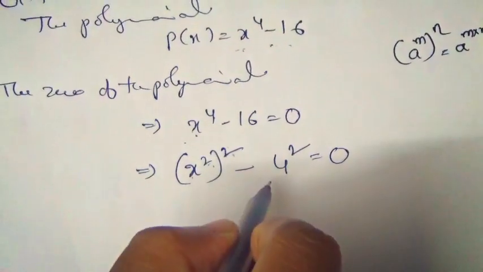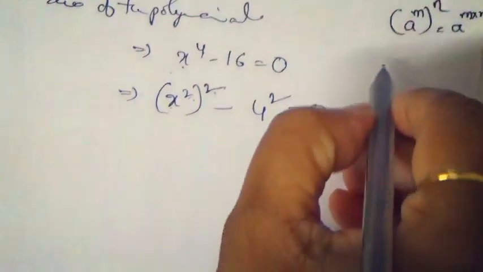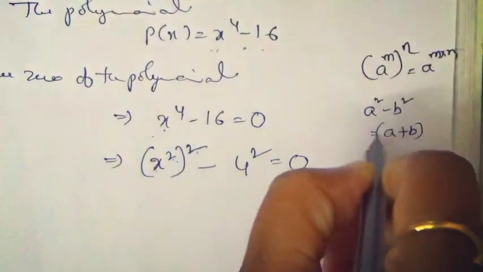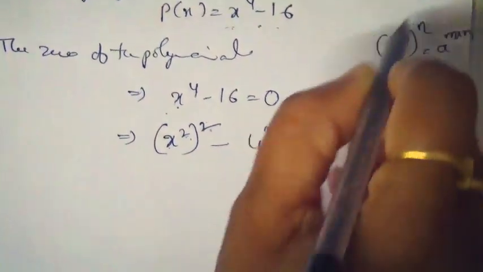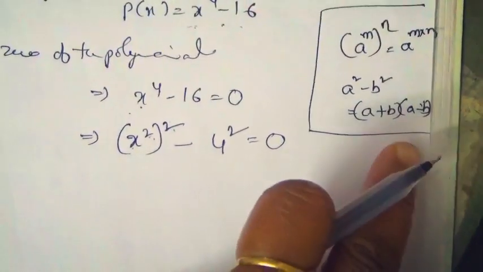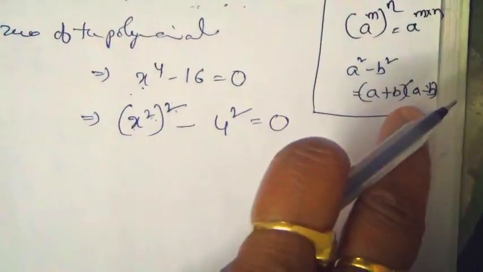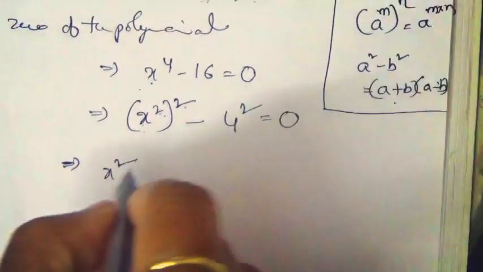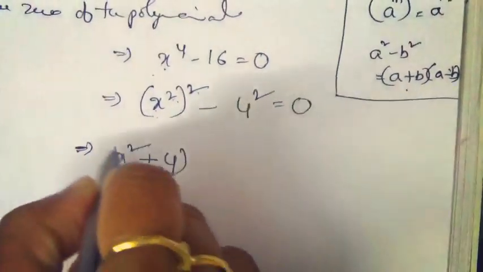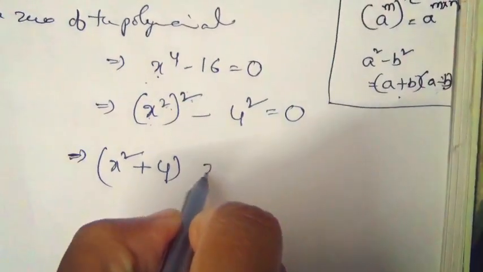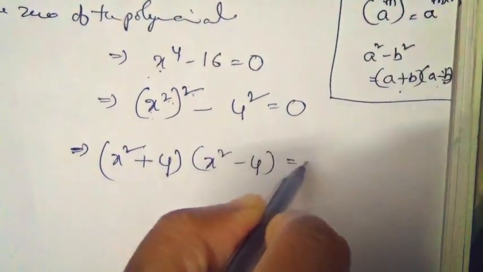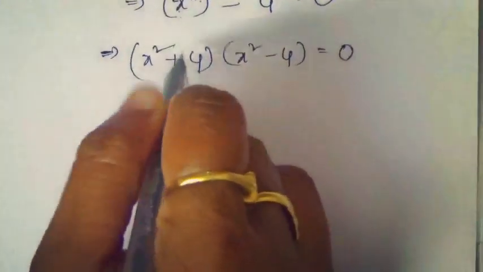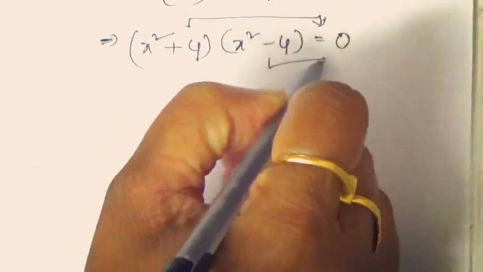How does it look? A square minus b square. What is the formula for a square minus b square? That is equal to a plus b into a minus b. Okay, a plus b into a minus b. We just change this like this. That is equal to, a means x square plus 4, and a minus b means x square minus 4, that is equal to 0. I just equate these two with the 0.